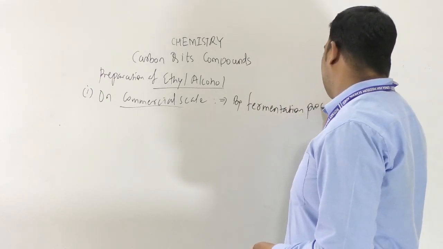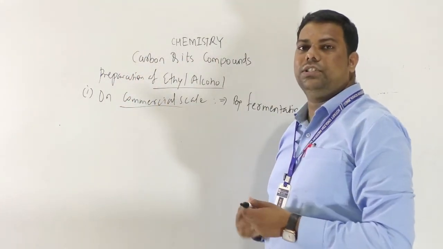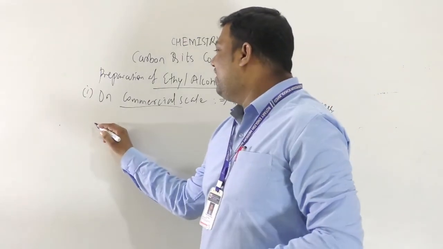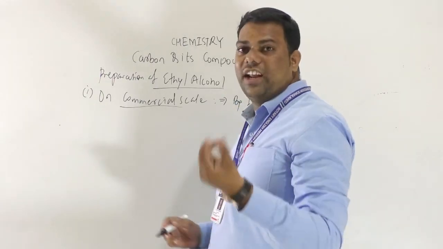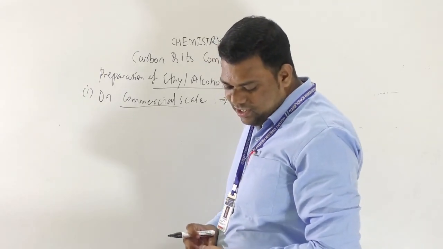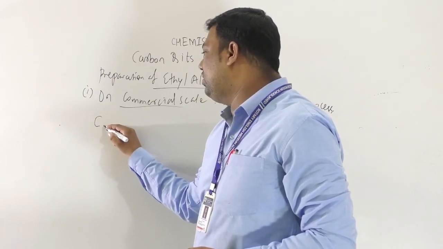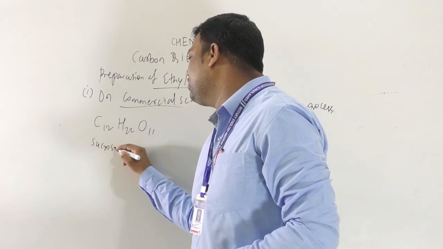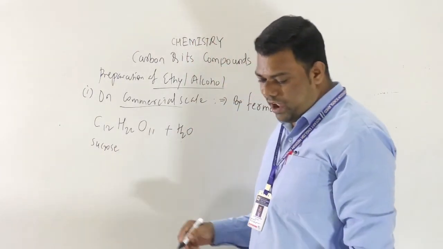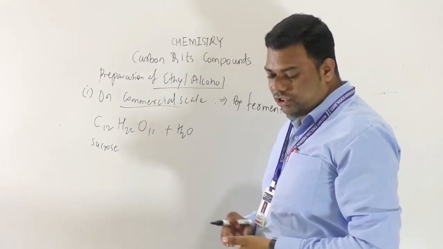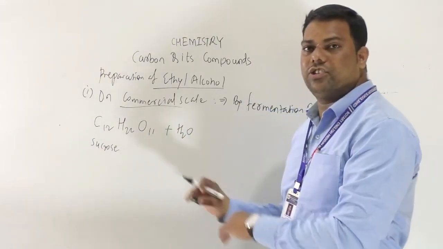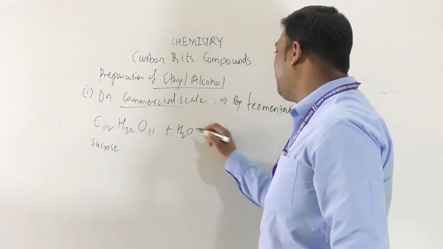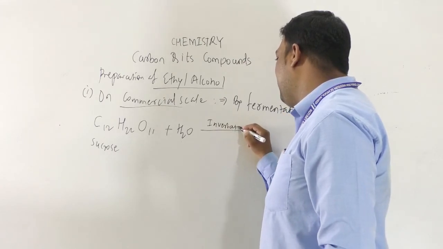In the fermentation process, we have to use an enzyme, and that enzyme is invertase. Ethyl alcohol is prepared from sugar, that is sucrose from sugarcane, by fermentation. The sugar formula is C12H22O11, sucrose, plus H2O. First we have to concentrate on the hydrolysis of sucrose in the presence of the enzyme invertase.